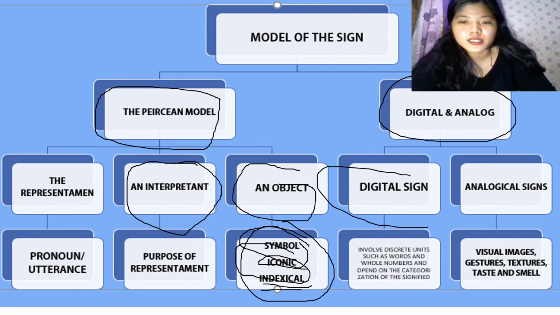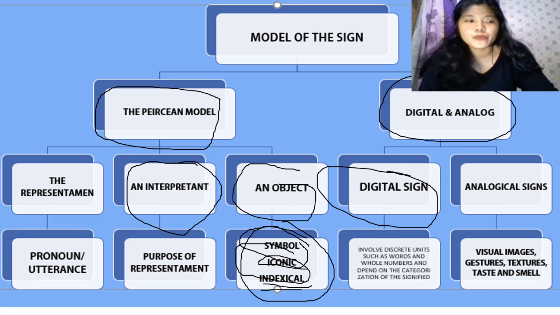Digital signs have existed since the earliest forms of language and writing, although digital technology is often experienced as a dynamic and seamless flow. The very definition of something as a sign involves reducing the continuous to the discrete. As we shall see later, binary oppositions are fundamental processes in the critique of Saussure's structure. Digital signing involves discrete units such as words and whole numbers and is dependent on the category.